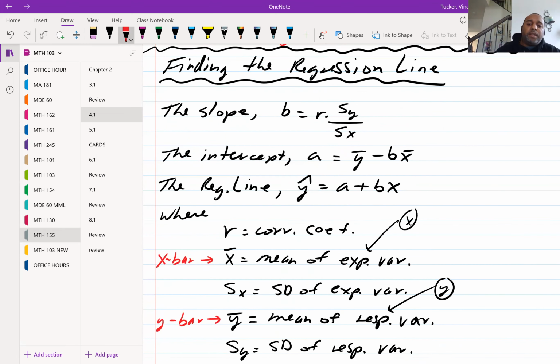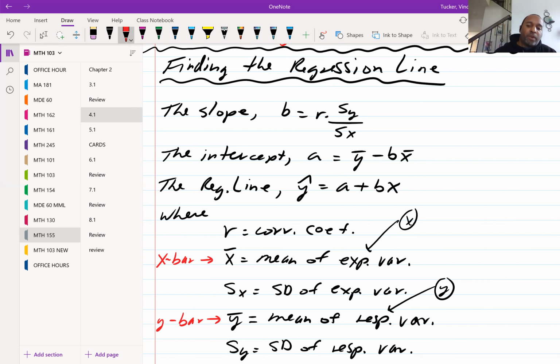X bar is just the mean of your explanatory variable. We're going to talk about the difference between explanatory and response variable in a few before we close out today. But the way they introduced it, they didn't really introduce it the proper way. But anyway, this is how the book was going.